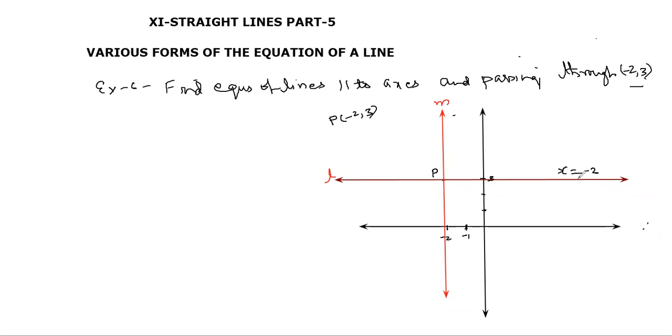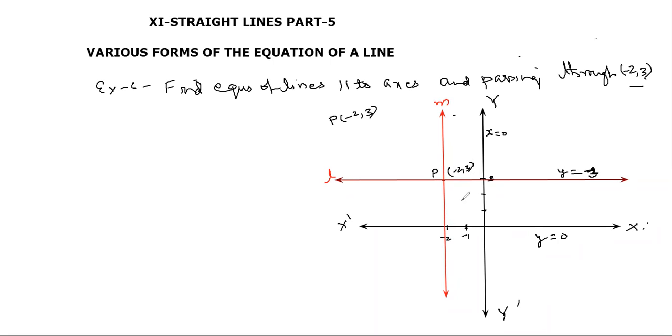And for the line parallel to the x-axis: the equation of the x-axis is y is equal to 0, and similarly the equation of the y-axis is x is equal to 0. So its equation will be y is equal to 3, because here the points are -2 and 3.